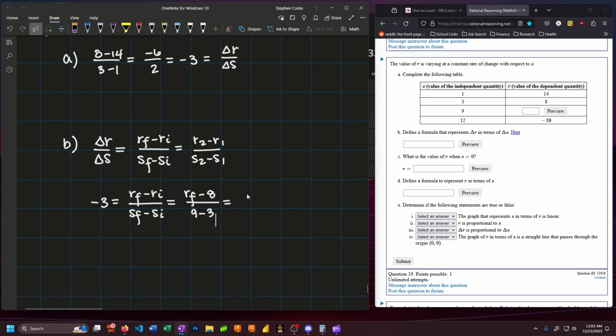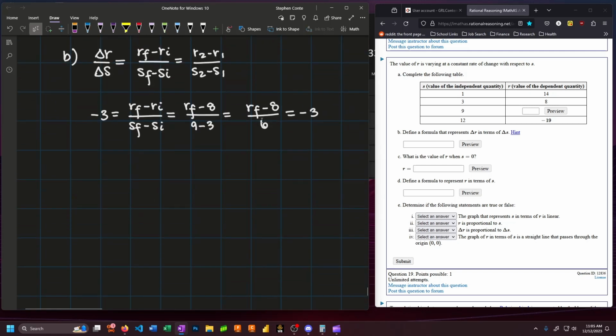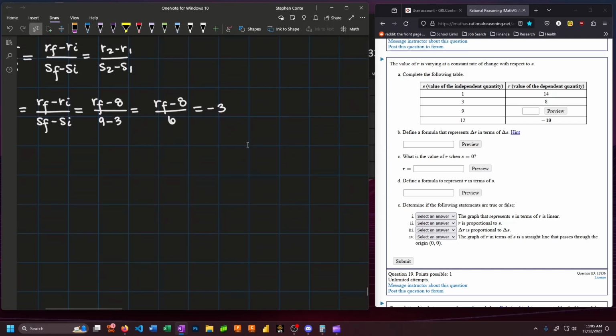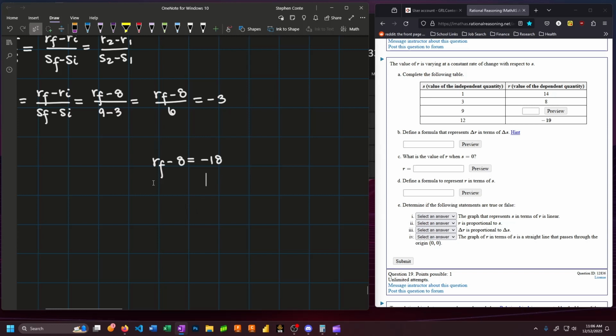Okay, so now this is going to become r final minus 8 over 6 is equal to negative 3, right? Because we said delta r over delta s is equal to negative 3, which we just solved for here. So now what I can do to solve for r final is multiply by 6 on both sides to get rid of the 6 in the denominator on the left side. And 6 times negative 3 is going to be negative 18. And then if I add 8 to both sides, we can see r final is just going to be negative 10.